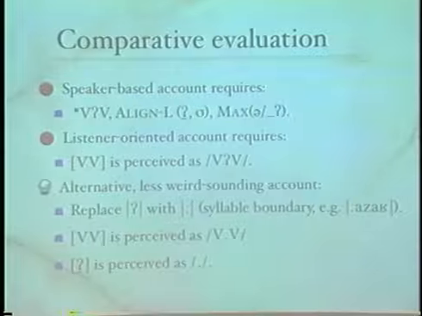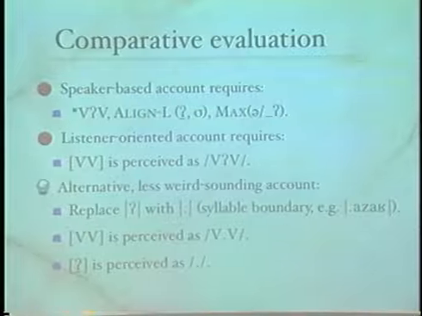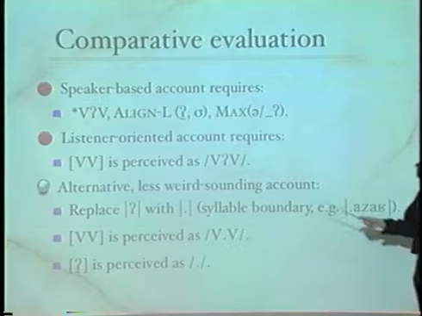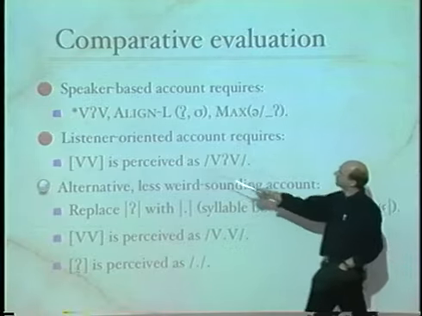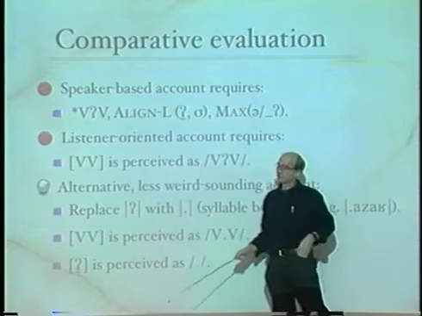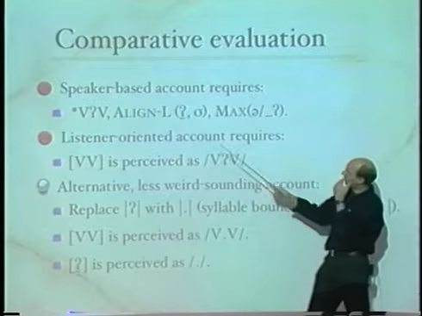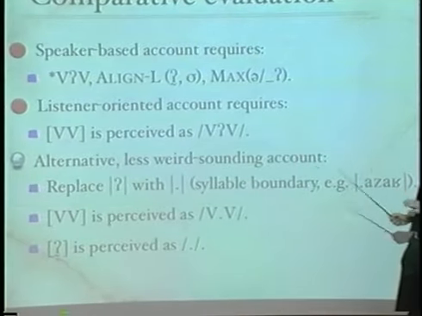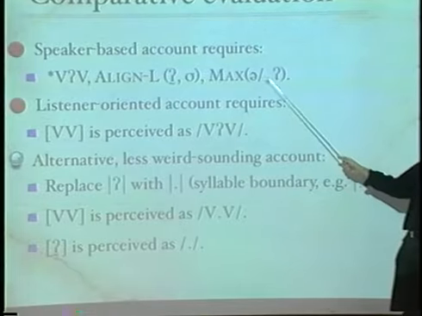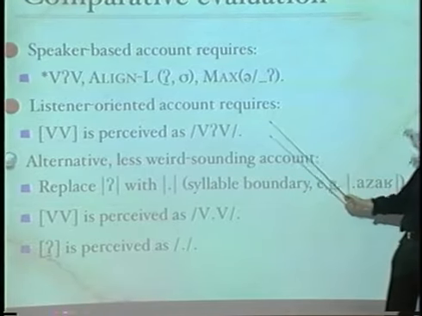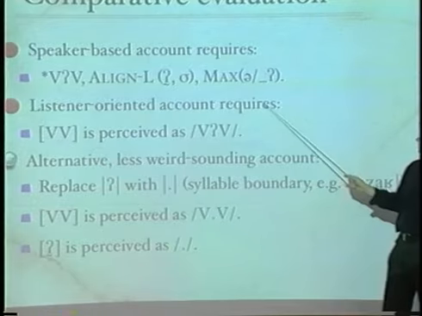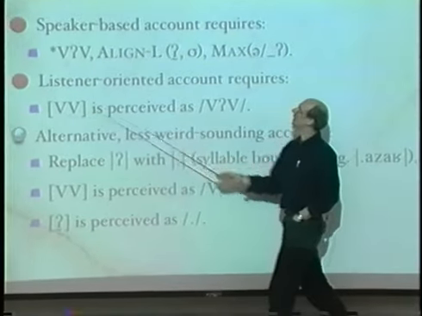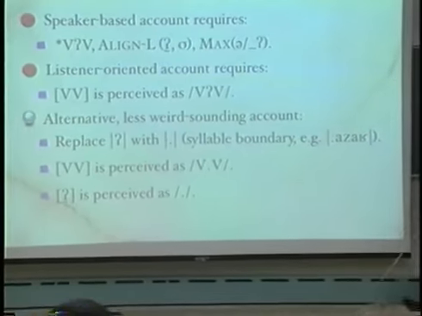Does anyone feel that he's been cheated here? I don't know. And we compare the two accounts again. The speaker-based account requires a constraint like don't have a glottal stop between two vowels, align the left part of an underlying glottal stop with a syllable on the surface. This unspeakable constraint. And the listener-oriented account requires us to assume that hiatus is perceived as a glottal stop.